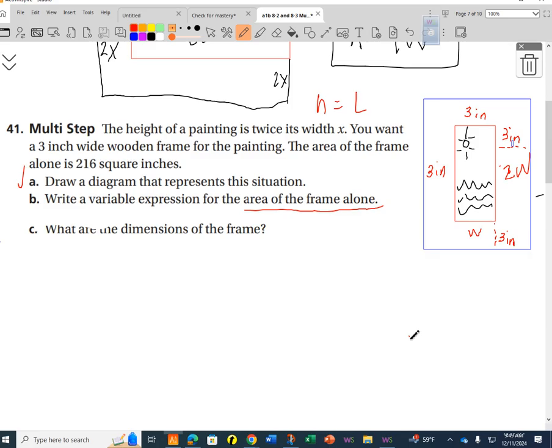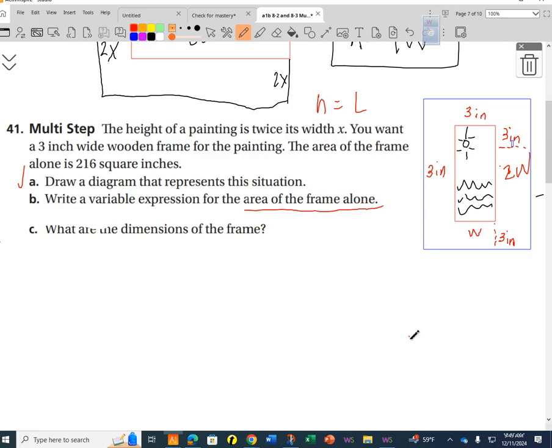So we don't want to include in our answer the area of our painting. So what we could do is find the area of our frame and subtract the area of our painting. Why would that work? Well, really what we're doing is we're just cutting out our painting. So I'm going to show you. Subtracting is kind of the same as cutting something out. Would everybody agree? Does that make sense?